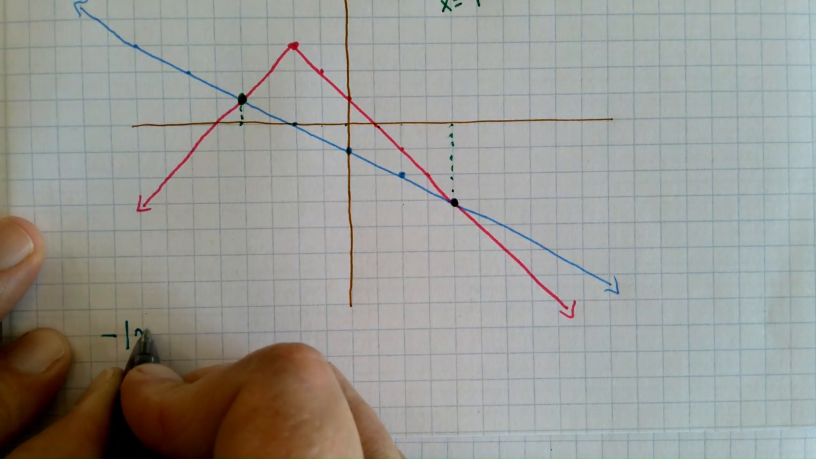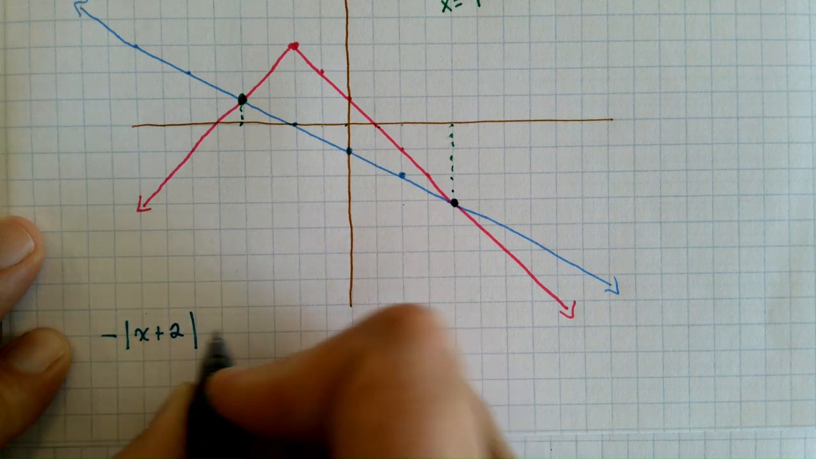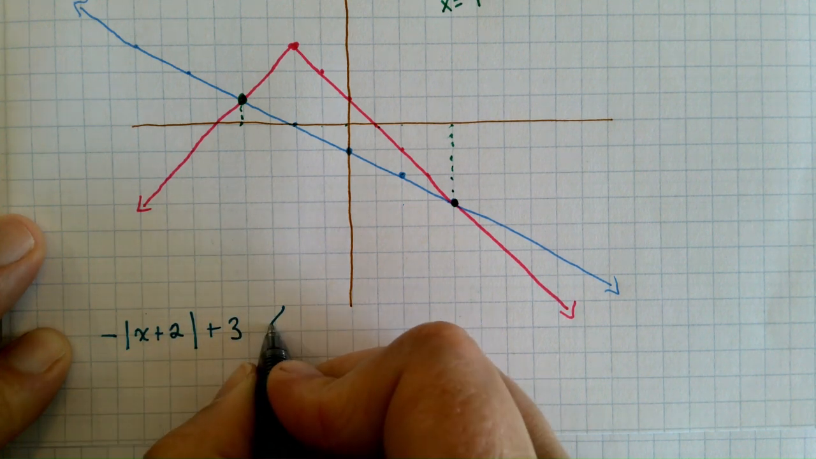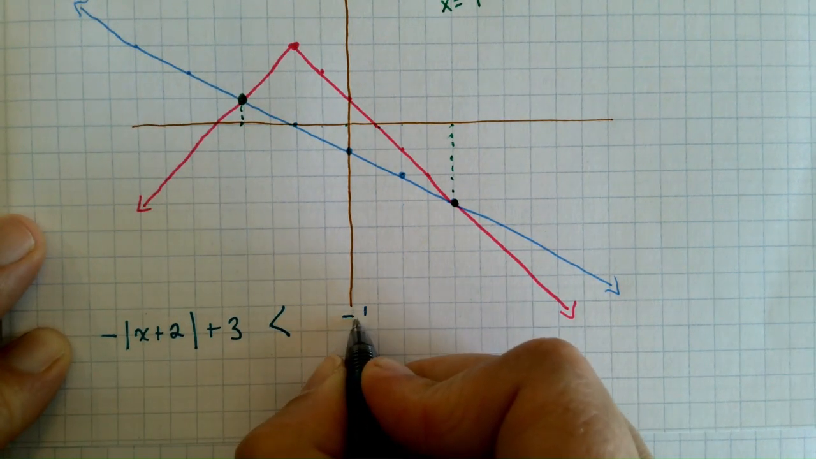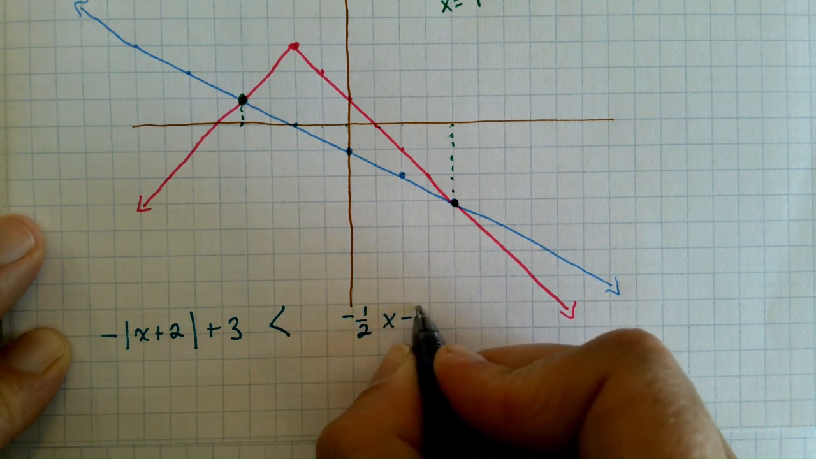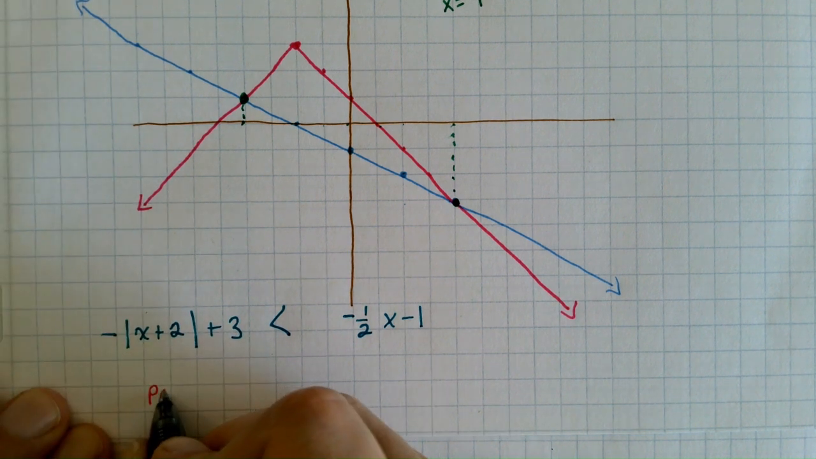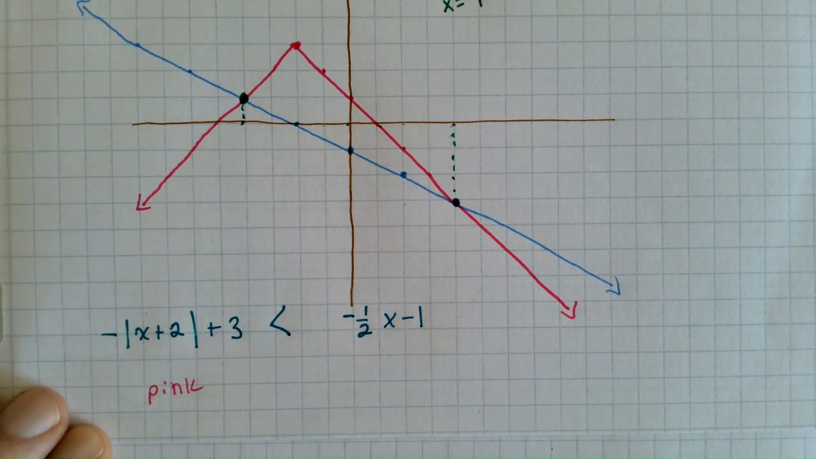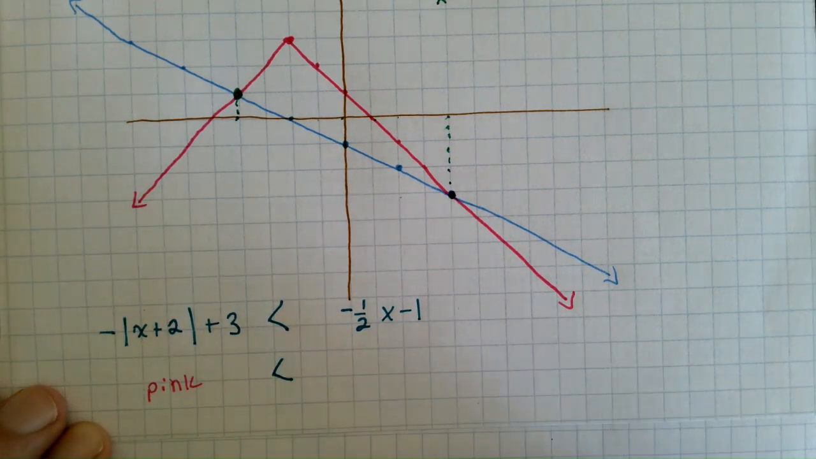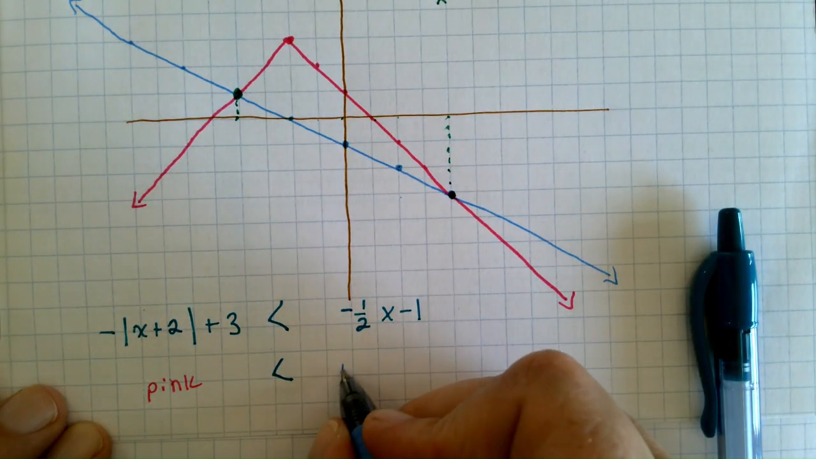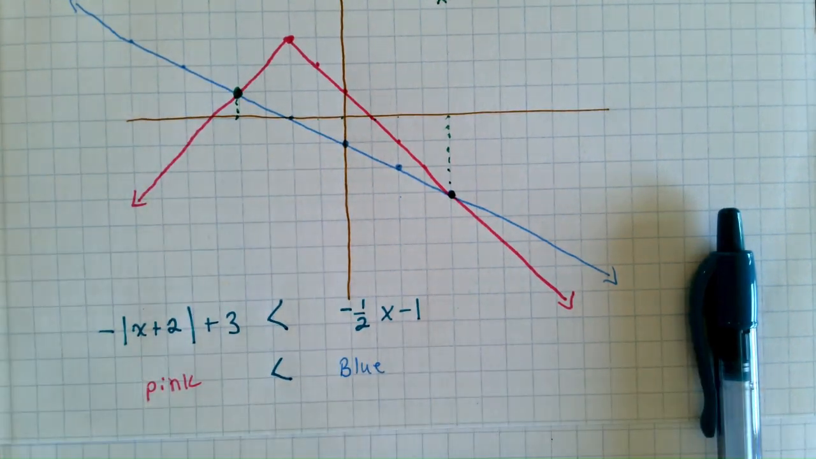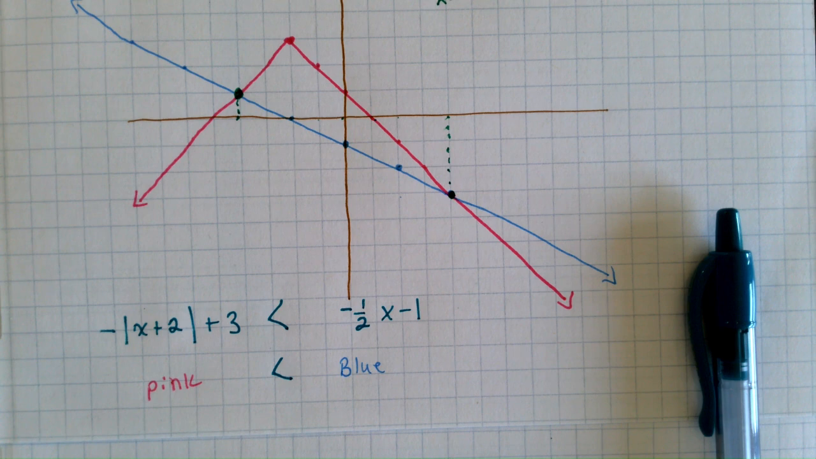Negative absolute value of x plus 2, plus 3, is less than -1/2 x minus 1. Now remember, the absolute value we put in pink. When is the pink less than the blue?